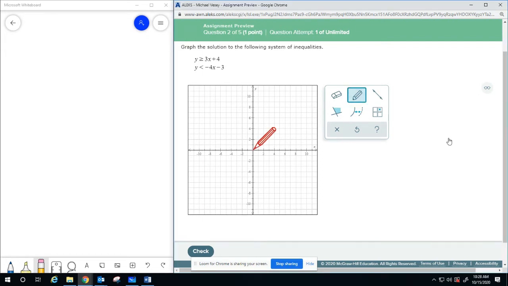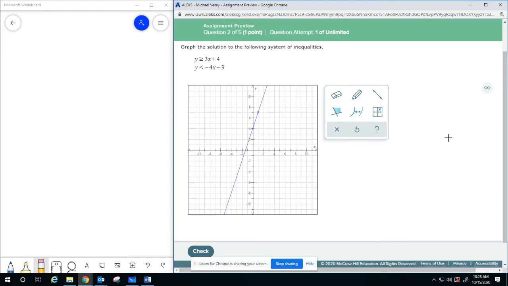I'm going to grab this pencil. And according to this equation, the y-intercept is 4. So I'm going to put a point at 4. And the slope is 3. So from this point, I would count 3 spaces up and 1 space to the right and put a point. Now I'm going to grab the line feature and attach it to those points.